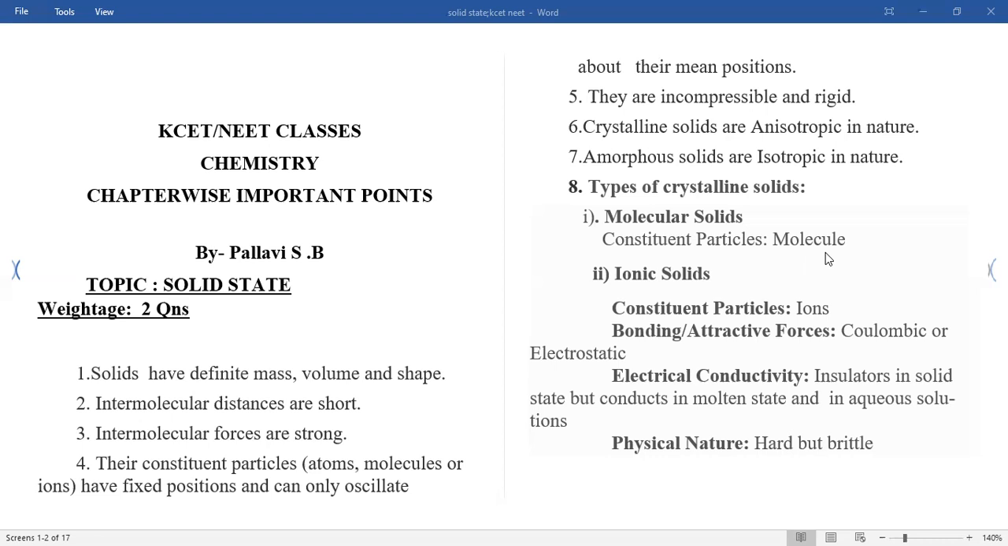Now I have taken solid state, so the weightage is around 2 to 3 questions. Here I have included some points through which you may get the questions. So let us start with that.